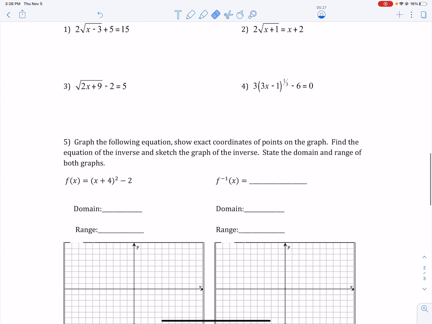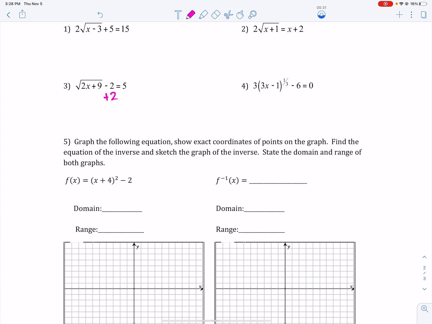All right, and then on this next one, I'd add my 2, and I get the square root of 2x plus 9 equals 7. I would square both sides, so 2x plus 9 equals 49. And then I would minus 9, so 2x equals 40, and x equals 20.